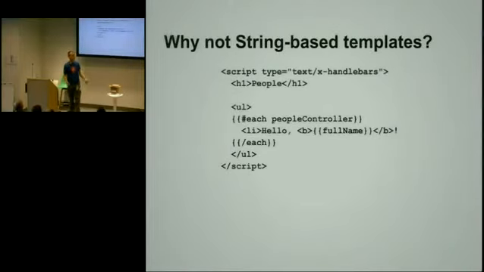So why not use string-based templates? We can look at Handlebars. This is just something I copied from the Ember website. And I don't want to pick on Ember. They're doing some cool stuff. But ultimately, I think that the templating they're using is flawed because it's string-based.